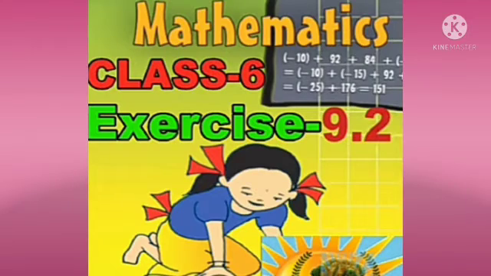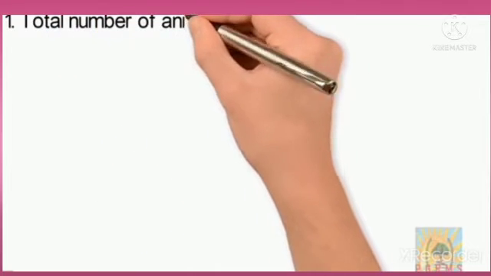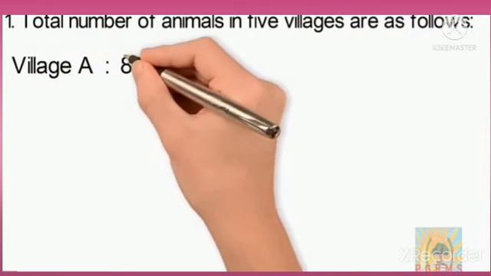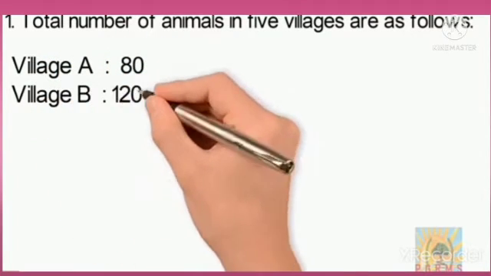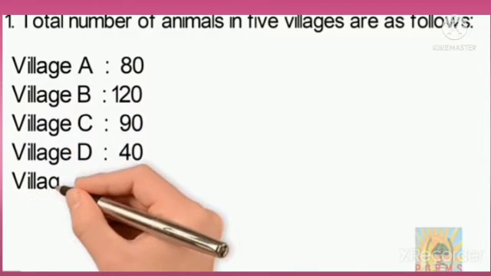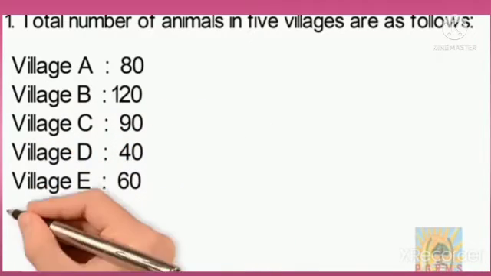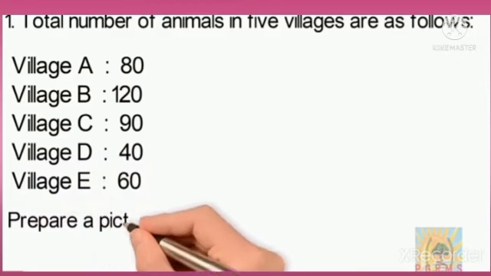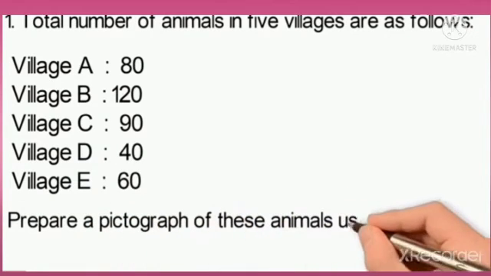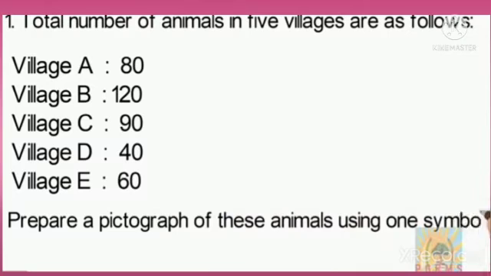So, students, we will do firstly 9.2. Question number 1. Total number of animals in 5 villages are as follows. Village A is 80, village B 120, village C 90, village D 40, and village E 60. Prepare a pictograph of these animals using one symbol.